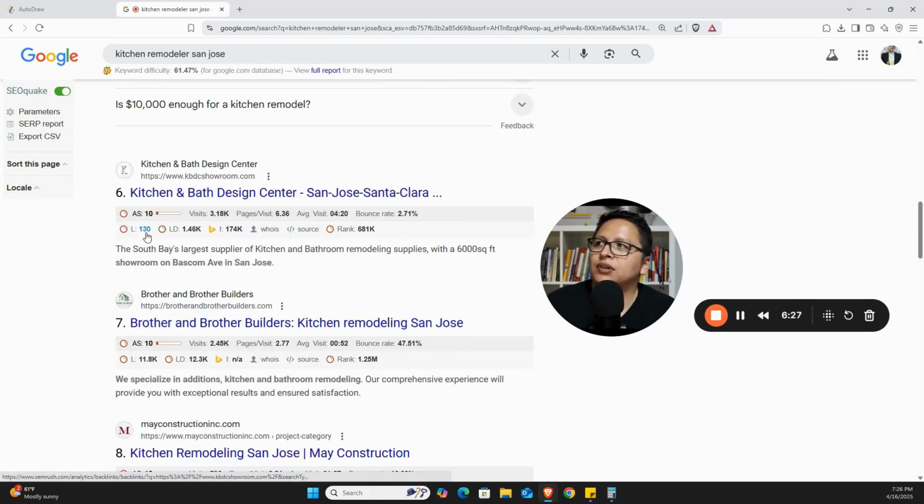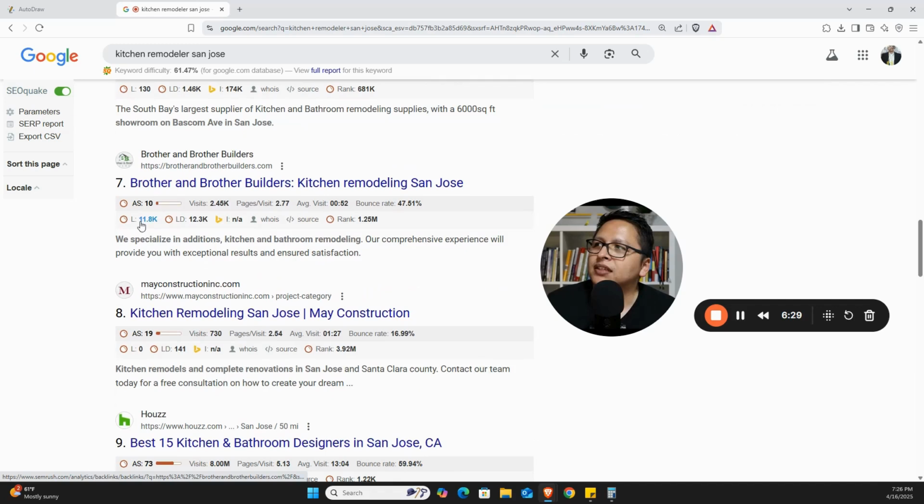130 links. Wow. Okay, let's look at this one. 11,000 links, right? We don't know if they're good quality or bad quality. So we would have to go in depth to see what types of links they have and then determine how many do we need to buy. Obviously, 11,000 is a lot, so I'm guessing not all of them are very high quality.